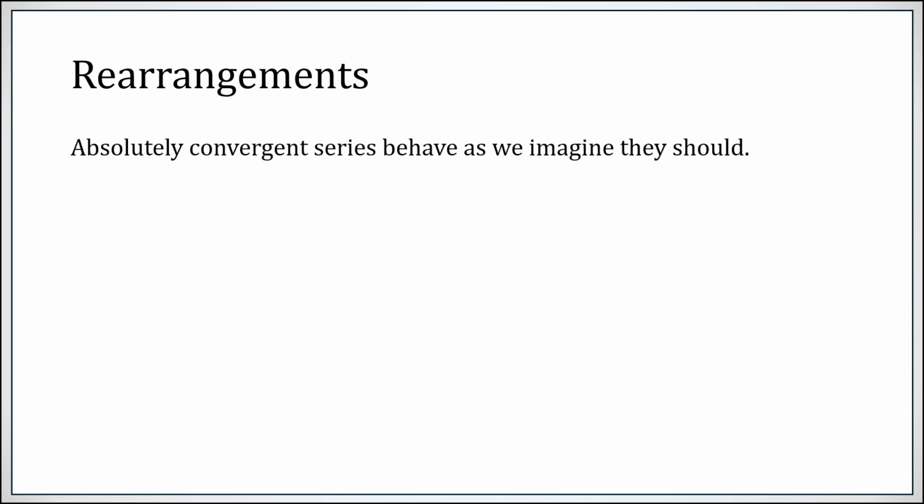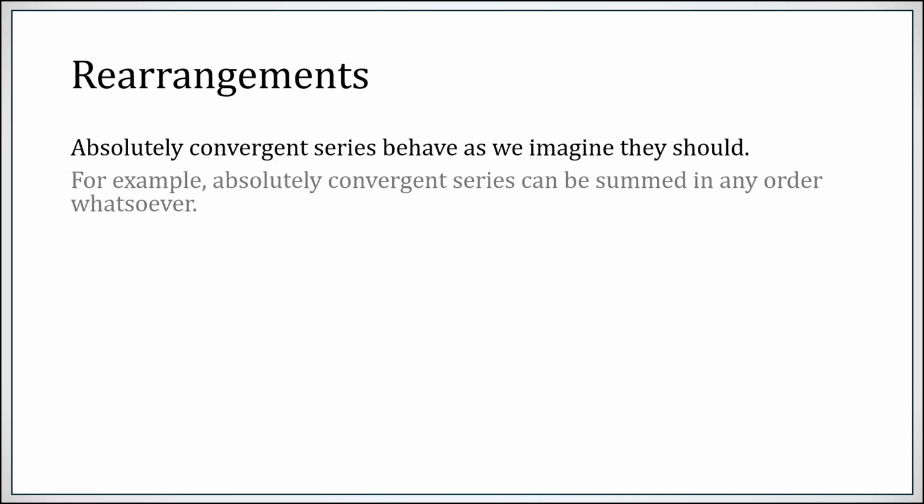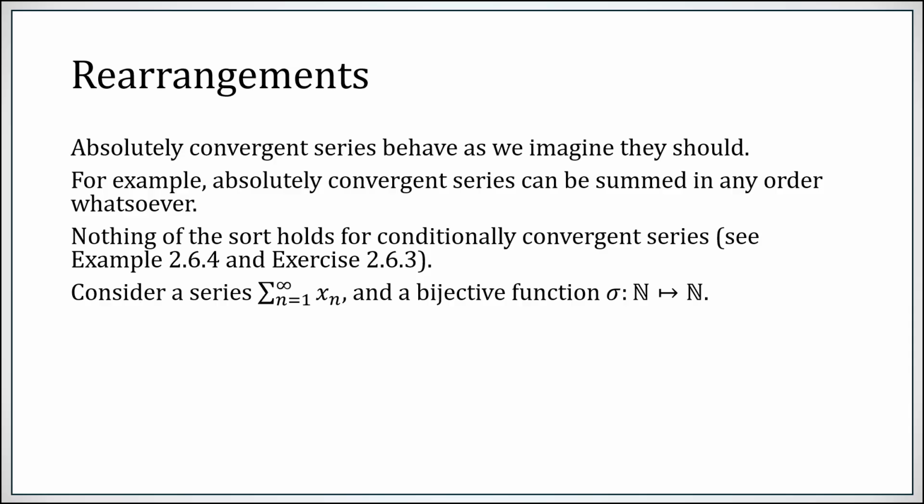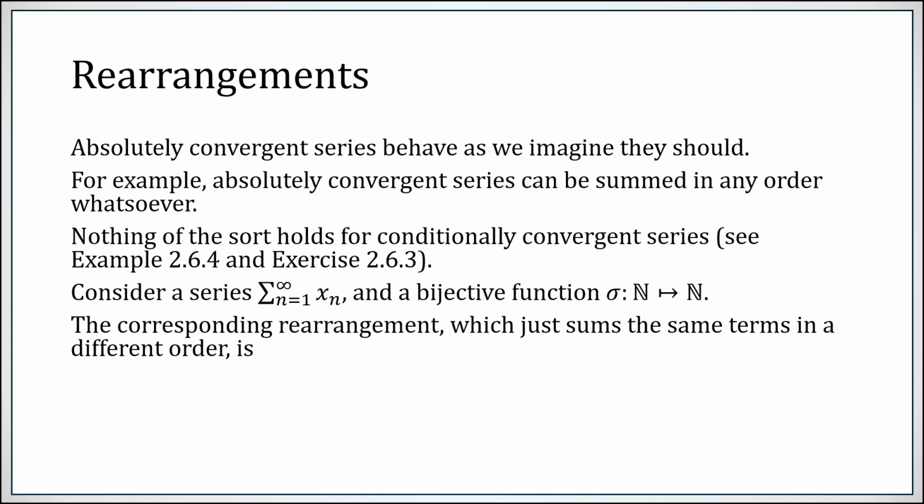Let's now talk about rearrangements. Absolutely convergent series behave as you would hope. You can sum them up in any order you want. So nothing of the sort holds for conditionally convergent series. See, for example, the following two exercises. Consider a series, xn, and a bijective function between the naturals to themselves. So this is a rearrangement. Here, instead of summing up x1 plus x2 plus x3 and so forth, we sum up x sigma of 1 plus x sigma of 2, but this is a bijection. So we'll get all the same terms just in a different order.